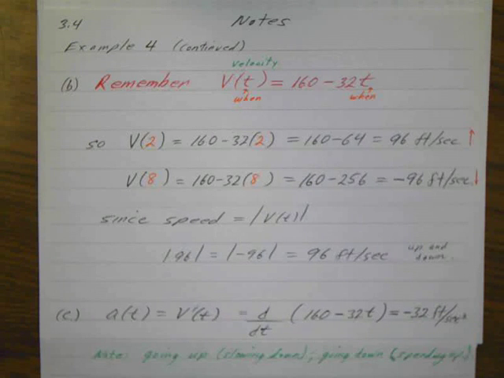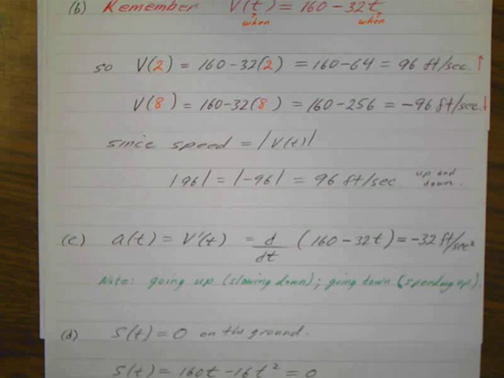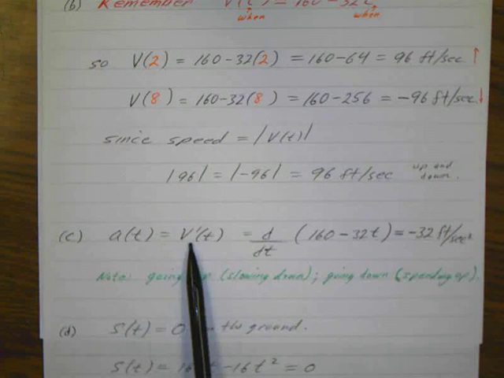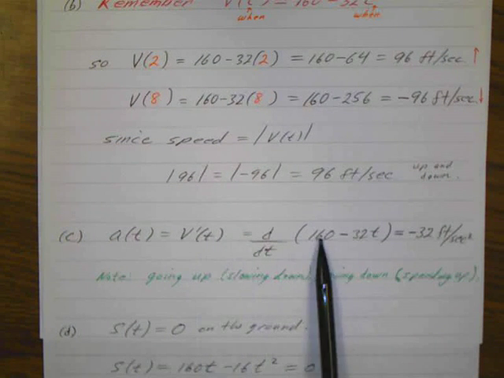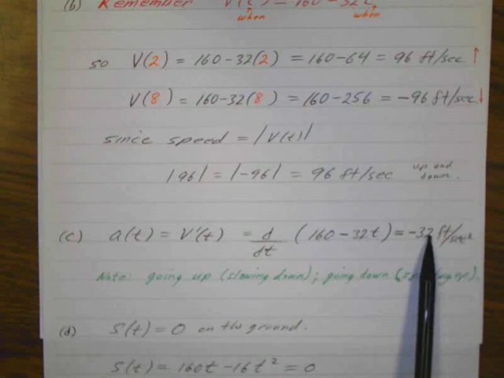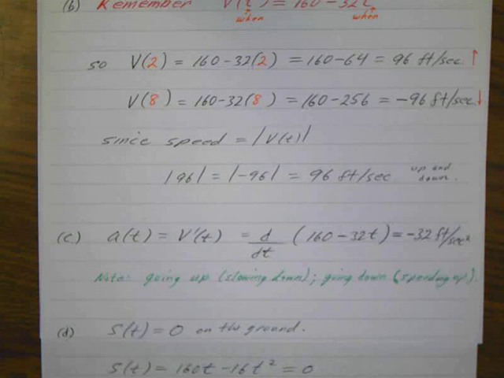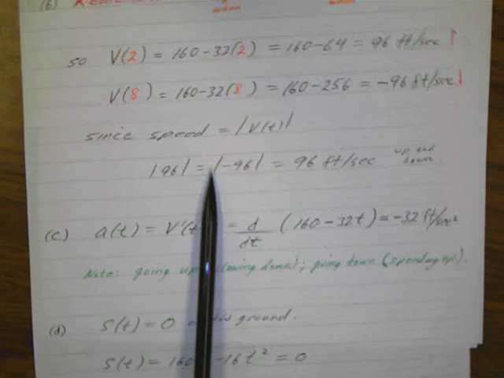Okay, letter C. What was the acceleration of the rock at any time during the flight after the blast? Well, the acceleration of the rock is just the derivative of the velocity. The velocity was 160 minus 32t. If I take the derivative of that, it's just negative 32 feet per second squared. And you can note, because it's negative, as you're going up, you're slowing down, and coming down, you're speeding up.